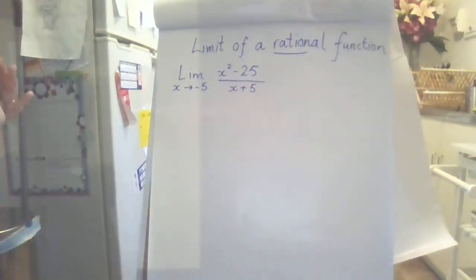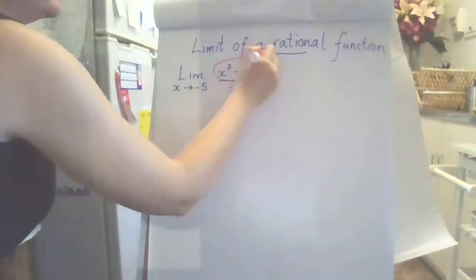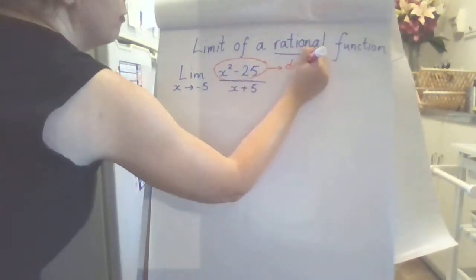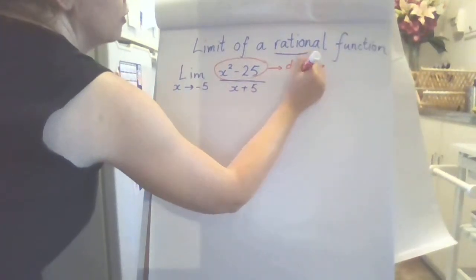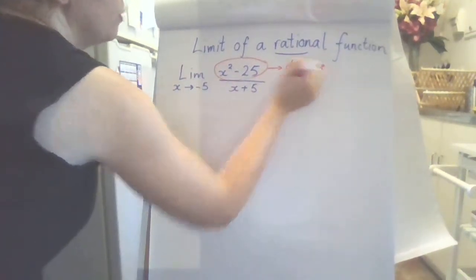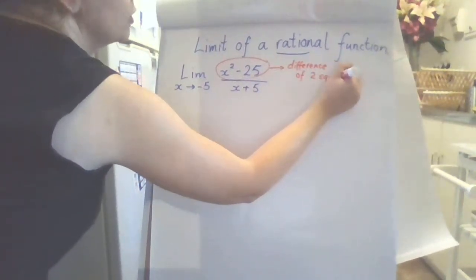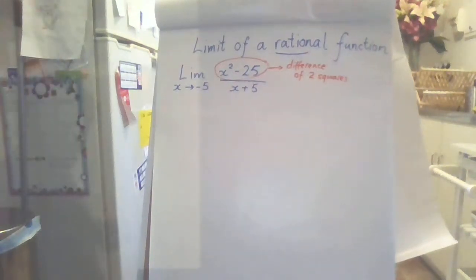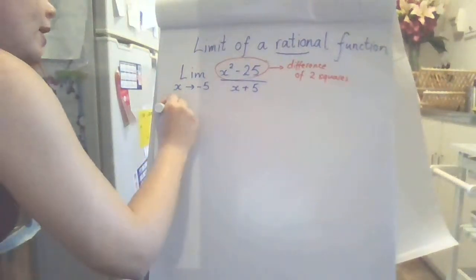Alright, we notice that in the numerator we have the difference of two squares here. The first square being x squared and the second being 5 squared. So that means for us it's a quick and simple factorisation of the numerator. So let's factorise it and reevaluate.